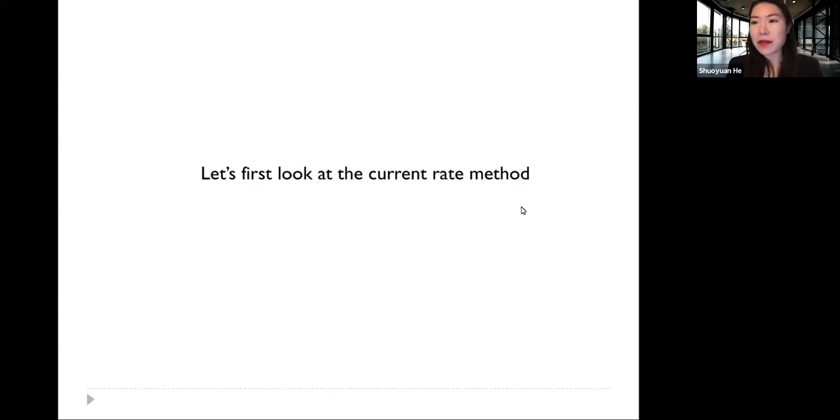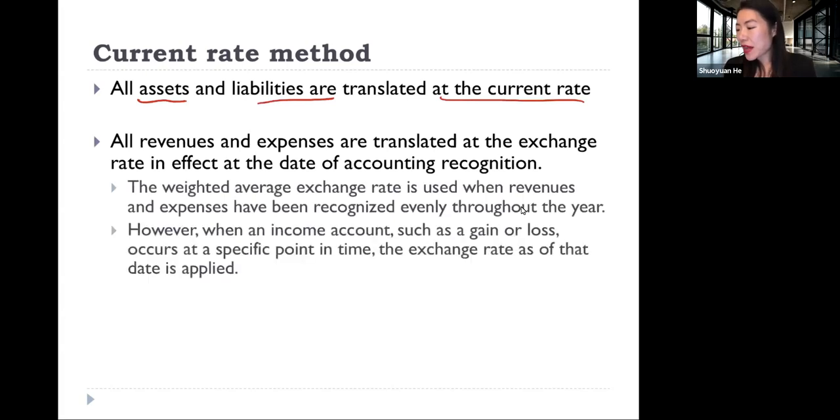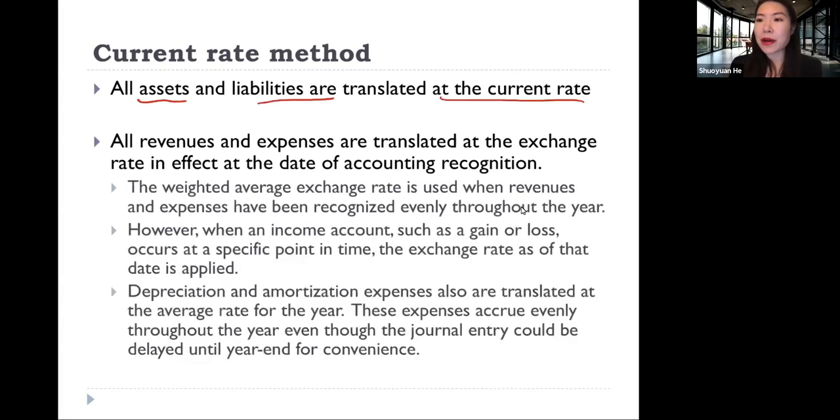We have just talked about the differences between the temporal method and the current rate method. Now let's look more in detail at the current rate method. As you may recall, under the current rate method, all of the assets and liabilities are translated at the current rate. On the income statement, we talked about using the average rate, but to be more precise, all of the revenues and expenses are translated at the exchange rate in effect at the date of accounting recognition.